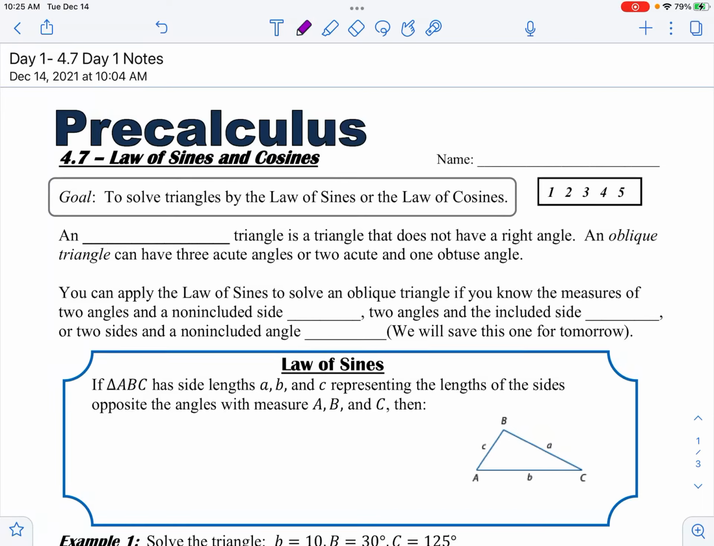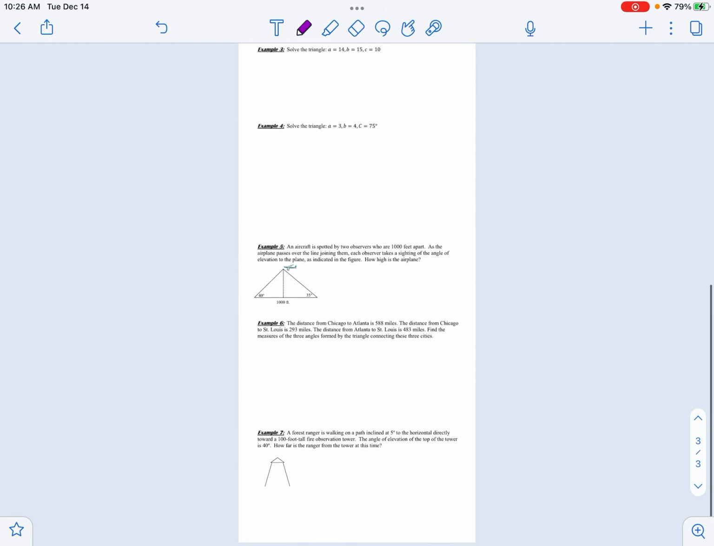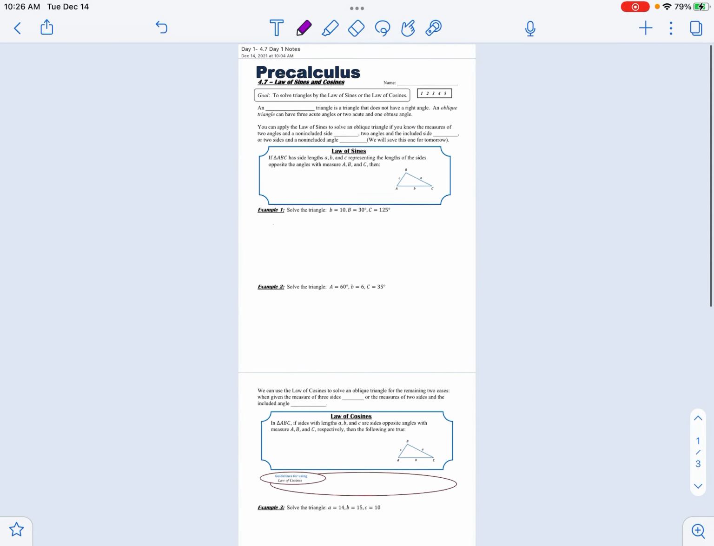All right, so these notes are on the law of sines and the law of cosines. There's one goal for these notes, which is to try to solve triangles by using the law of sines or law of cosines. If you look, there's a third page that has word problems. I'm not going to do the third page in this lesson.